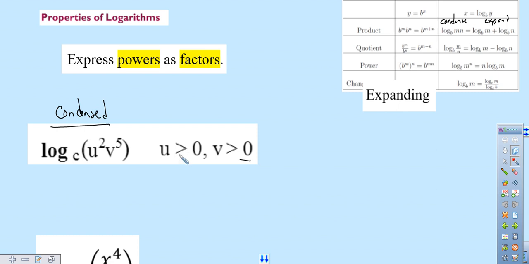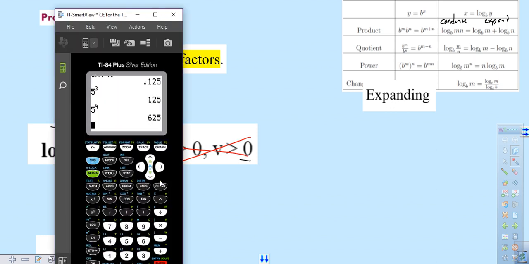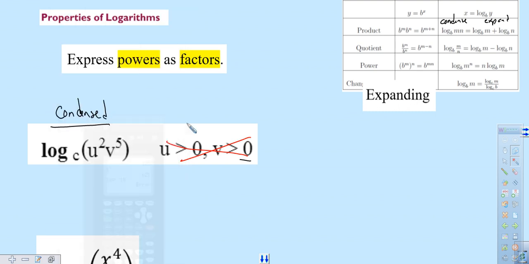Just a quick reminder: sometimes in these problems you might see things like u greater than 0 or v greater than 0. Just keep in mind that the reason that's there is because you can't plug a negative into a logarithm. To prove my point, if I said log of -10, my calculator tells me it's a non-real solution. That's what they're saying to you right here: you can't have a negative for u and you can't have a negative for v.